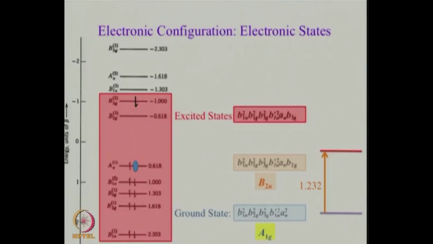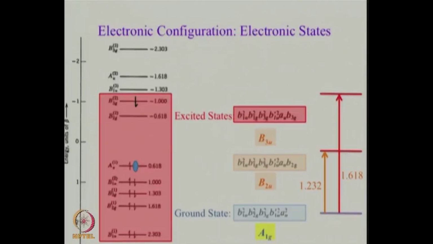AU B3G, only the orbitals that are singly occupied matter. AU B3G, what will be the direct product of AU and B3G? B3U. So, this is a B3U configuration and the energy is 1.618.